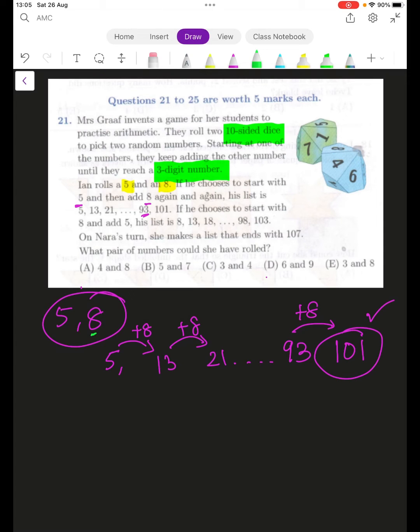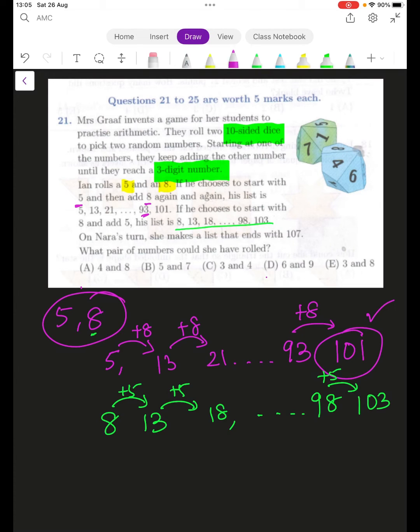All right, he can also choose to start with the 8 and add 5 every time. They have given the series here. So that will be 13, add another 5, which is 18, and keep going on. And the second last number given is 98, and then you'll add 5 and you get 103.